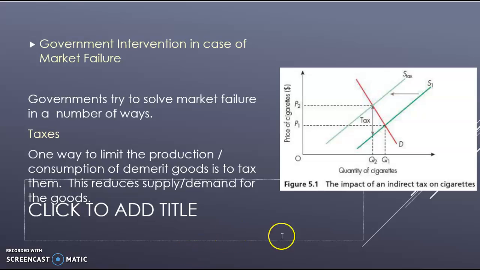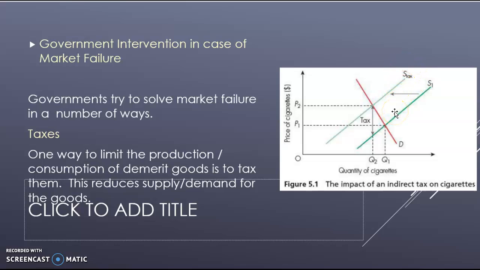So in the notes you'll find on slide 18 this little graph here showing how government uses taxation to reduce the negative externalities that are caused by cigarette smoking. Basically what they do is place an indirect tax on cigarettes. Now that indirect tax is paid to government by the producer of the cigarettes. Of course the consumer pays for it indirectly, but it's the producer that pays it to government.